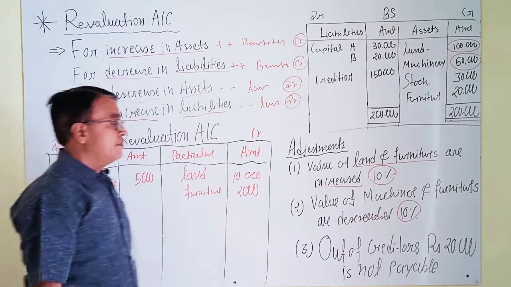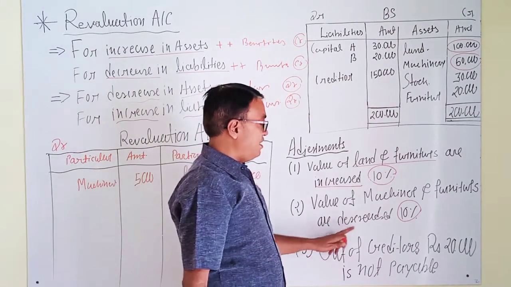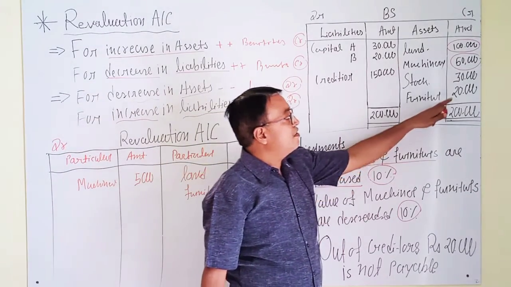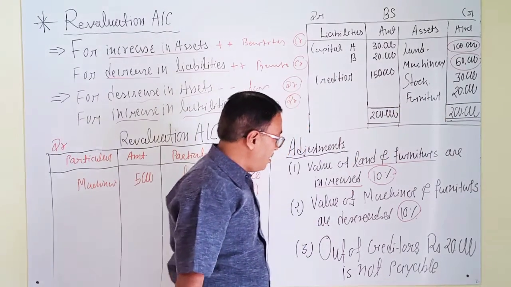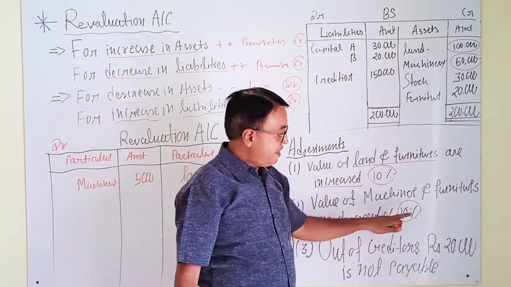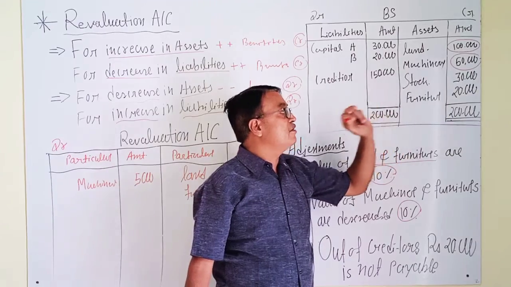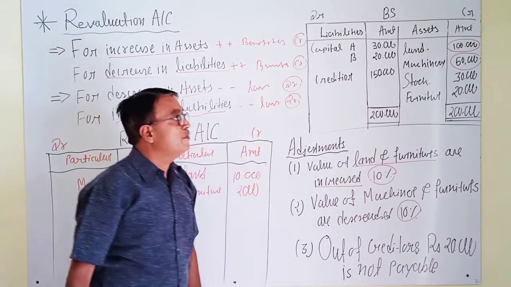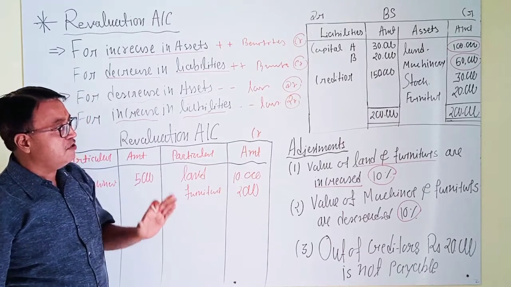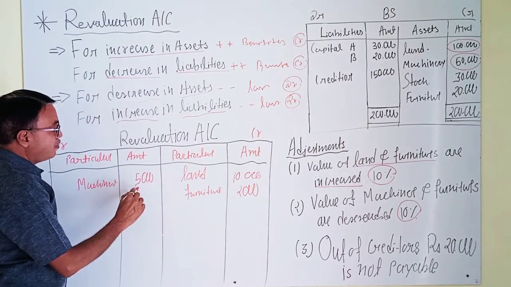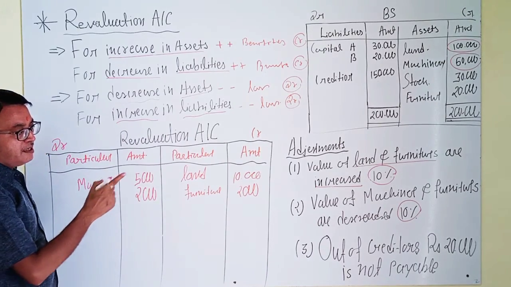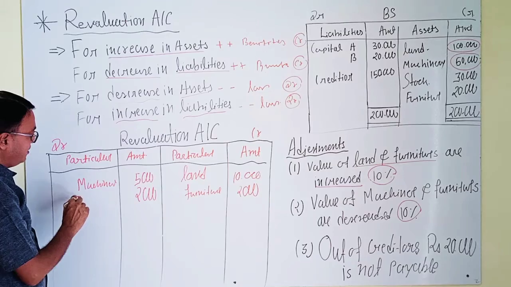Next, furniture is decreased by 10%. Furniture value is given here as 20,000, and now it decreases by 10%. 10% of 20,000 means rupees 2,000. Then write here 2,000. The name of the asset is furniture.